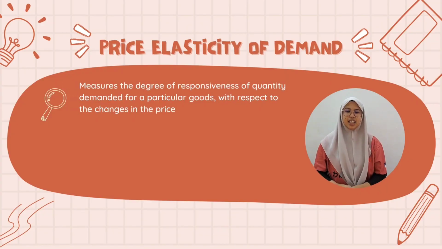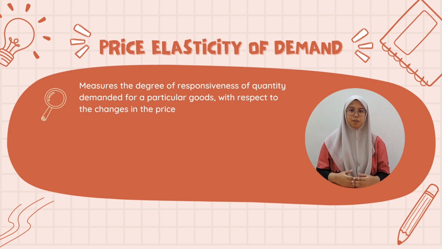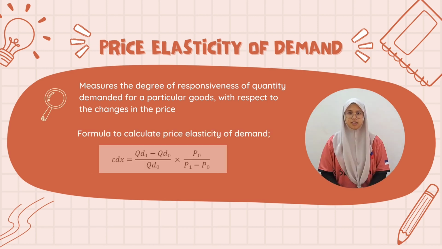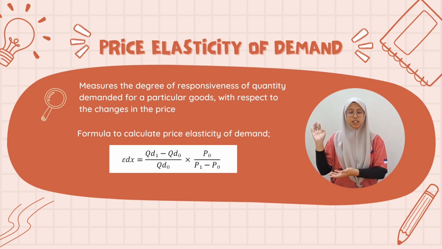I'm going to talk about price elasticity of demand. Firstly, I will explain the definition. Price elasticity of demand measures the degree of responsiveness of quantity demanded for a particular good with respect to the change of price. More precisely, it is the percentage change of quantity demanded relative to a 1% change of price. This is the formula to calculate the coefficient of price elasticity of demand.